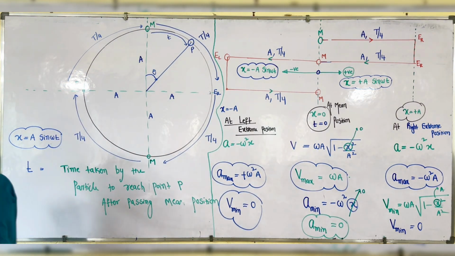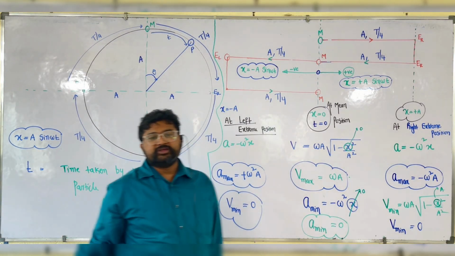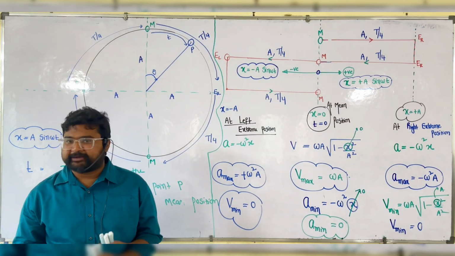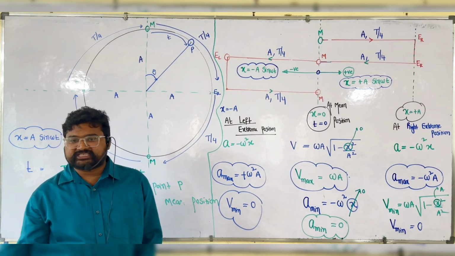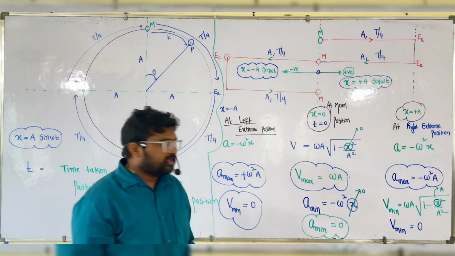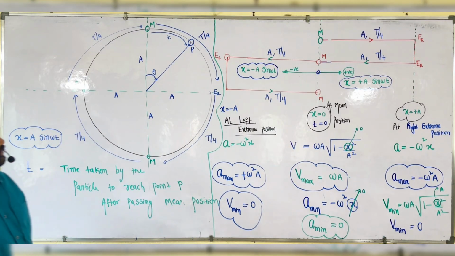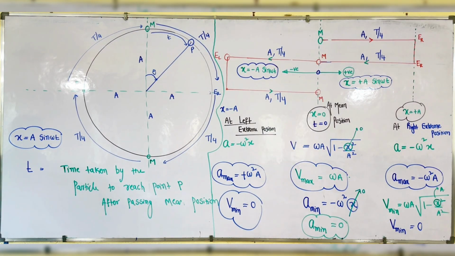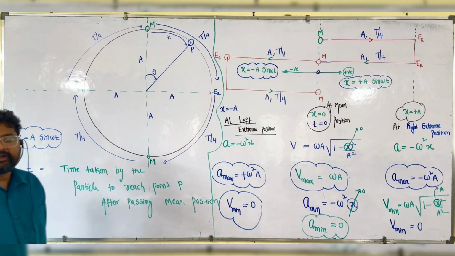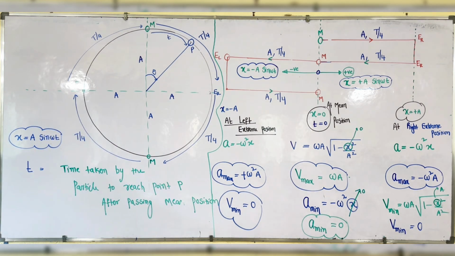So wherever it starts, it doesn't matter. This is the basic definition of simple harmonic motion. In entire SHM, velocity must be maximum at mean position and acceleration should be 0. This is the basic fundamental knowledge related to simple harmonic motion. Now write down graphs in SHM.